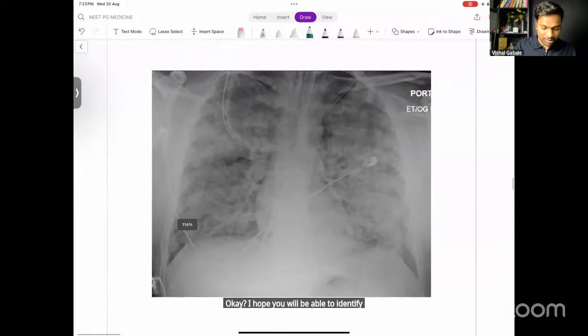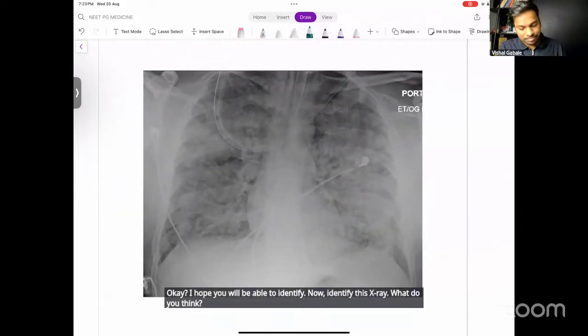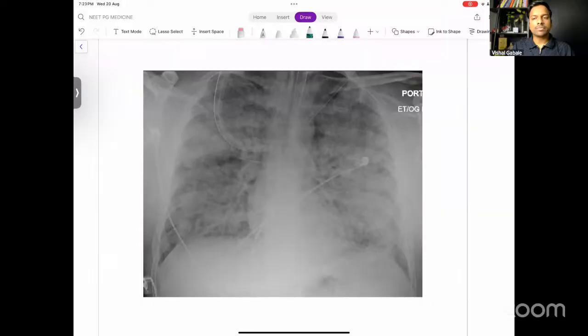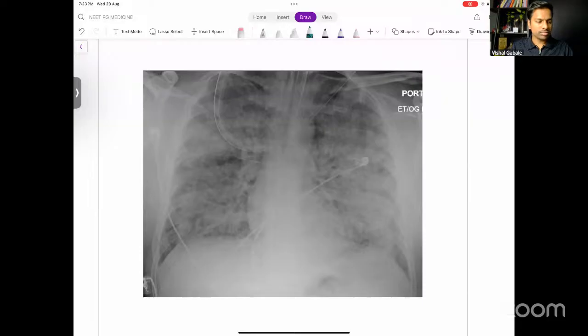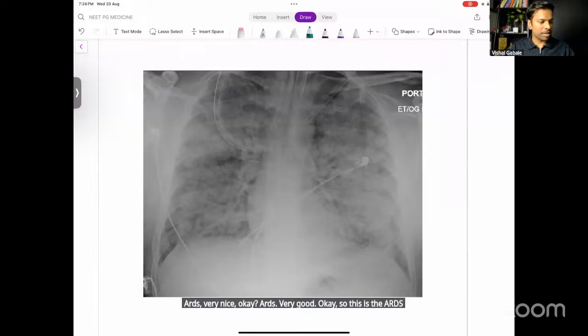Now identify this X-ray. What do you think? What is this appearance called? ARDS. Very nice. Okay, ARDS. Very good. So this is the ARDS, classic ARDS. We can say like that.